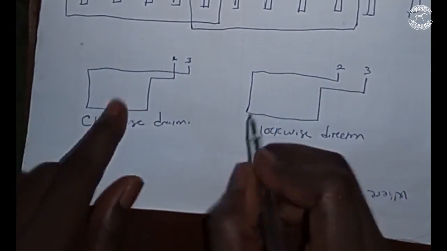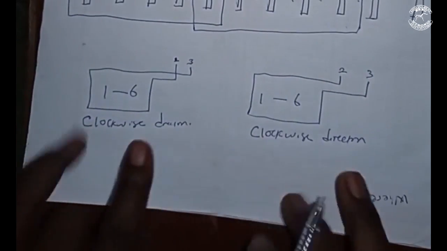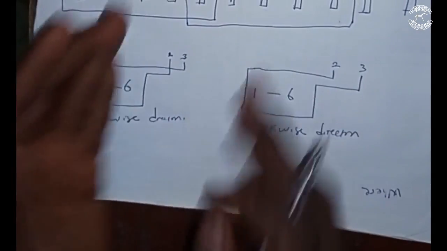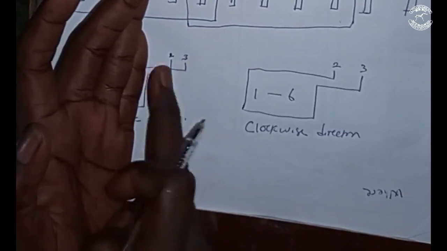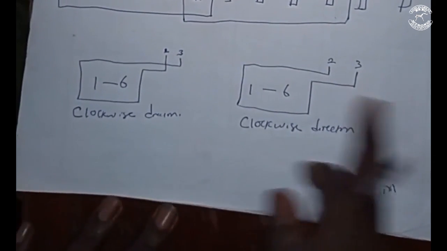The full pitch is over here. This is 1 to 6. That's this coil. The coil size is 1 to 6. So after 1 to 6, you see that this coil is outside the pitch. Outside the pitch. This is for clockwise direction.